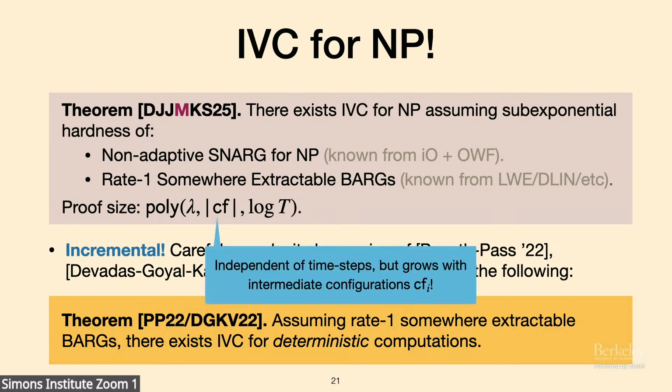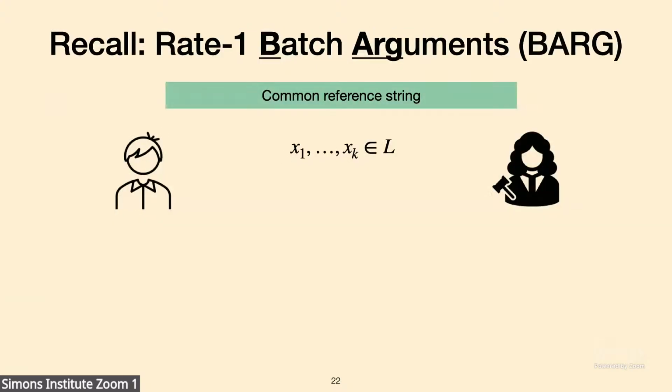Okay. And again, I want to emphasize this is independent of the number of time steps, so this is already very interesting, but it does grow with the intermediate configuration size, CF. Okay, so I'll get into the construction. So the protagonist for this part, another question?